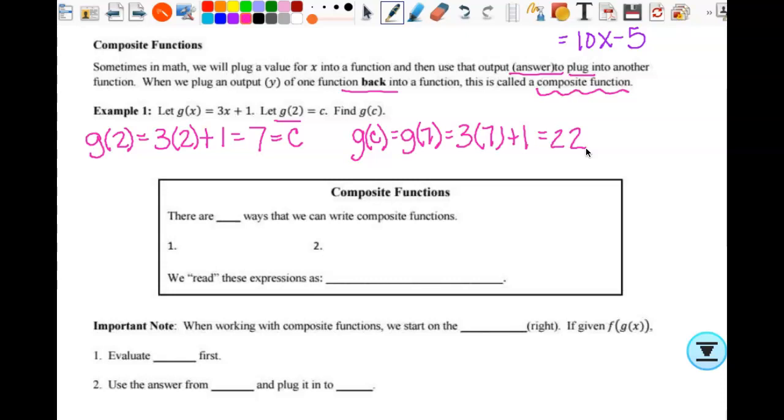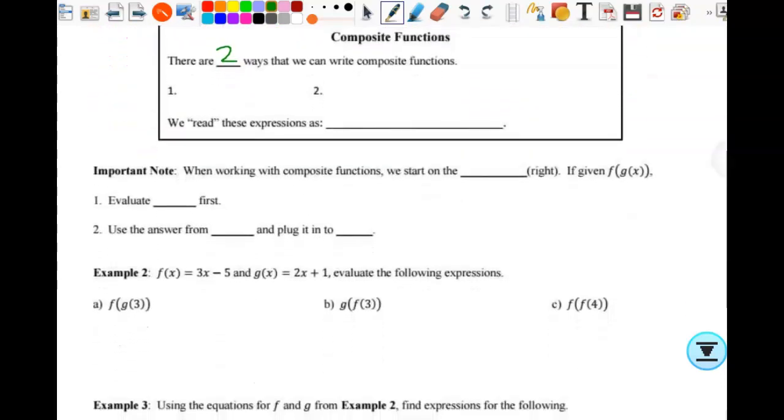Okay. We all good with that? All right. So composite functions. There are 2 ways we can write composite functions. I like one way better than I like the other, and I will tell you why in a minute, but you can see them both ways. And so you need to understand them both ways.